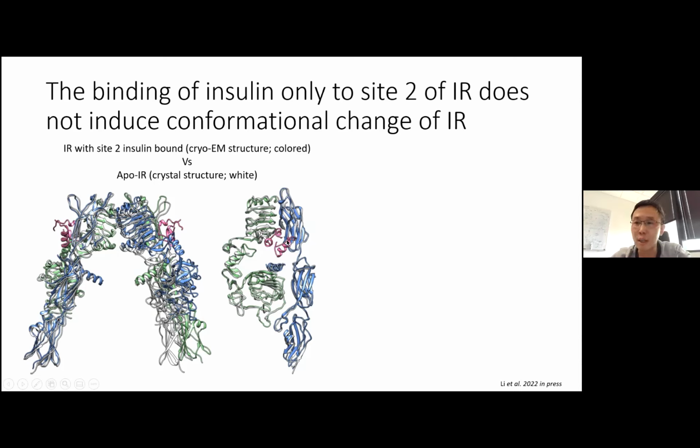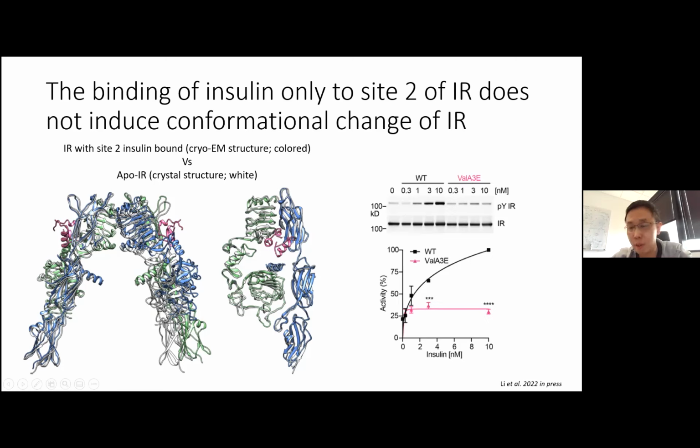Right? So this is also consistent with our cell-based experiment. If you use this insulin A3E mutant, that insulin cannot bind to SET1. So if you use that insulin to stimulate the cell, it cannot activate the receptor at all. So there's no activation. That is consistent with our structural data.